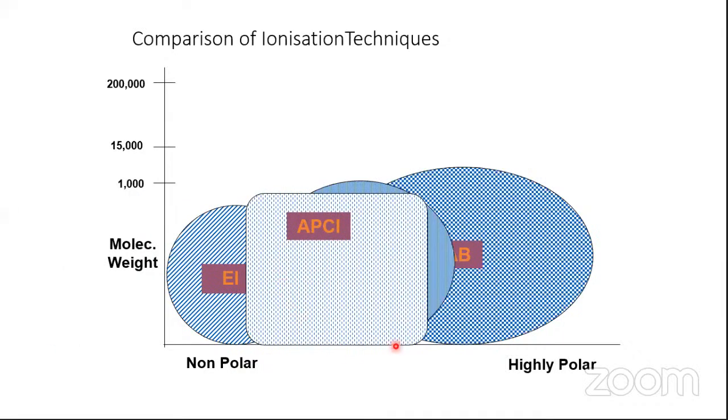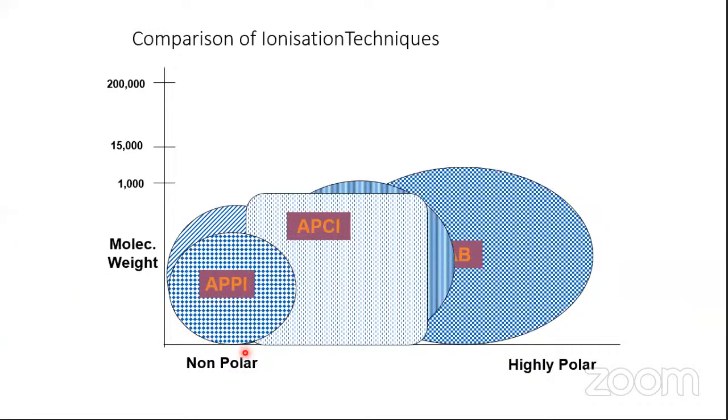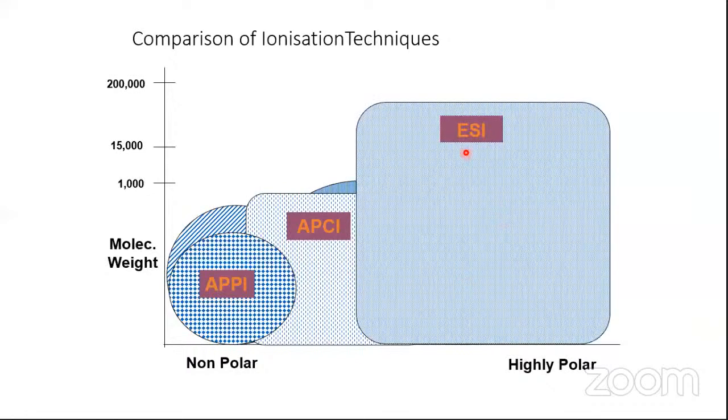Then we have APCI, which is also used for semipolar compounds. Molecular weight range is close to about 1,000. So you can see on one side non-polar, on one side highly polar, and APCI is useful for semipolar compounds. Then we have APPI, which is for non-polar compounds, with a molecular weight range of about 500 to 600. And lastly, we have ESI, which goes up to 150,000 molecular weight, and it takes care of very highly polar compounds and some of the semi-polar compounds. That is how we have these three techniques, ESI, APCI, and APPI, which are all atmospheric pressure ionization techniques, which can take care of highly polar, semi-polar, and non-polar compounds.